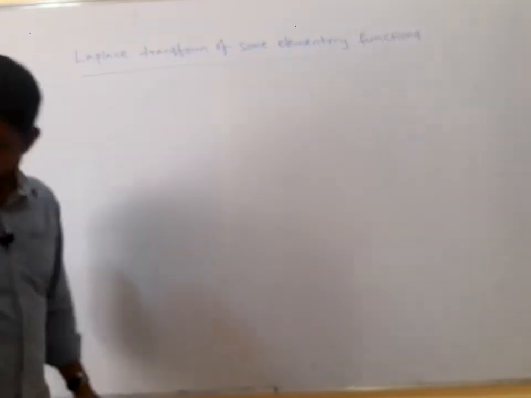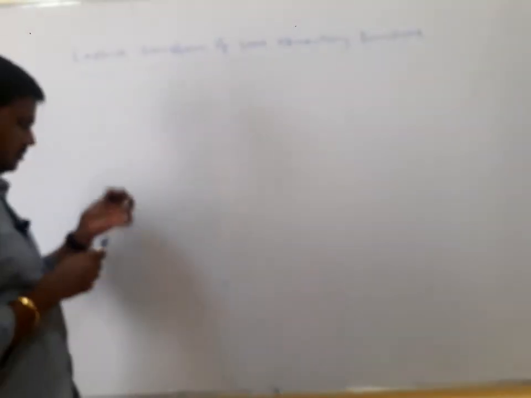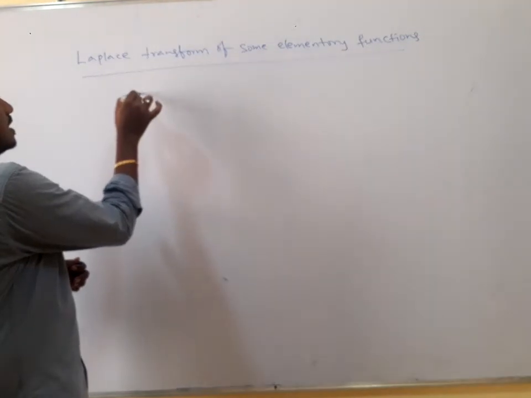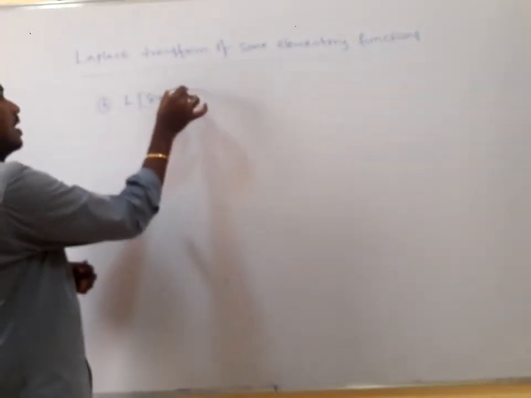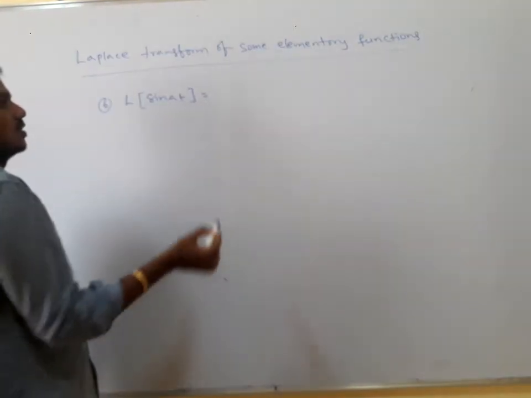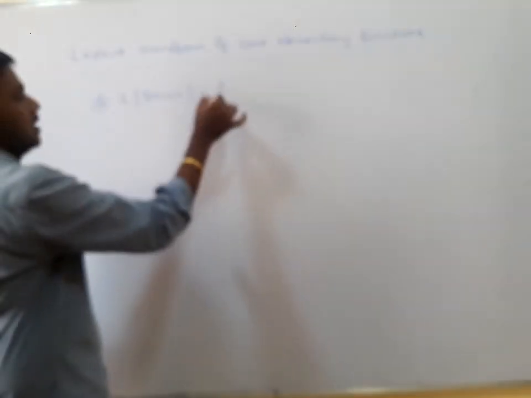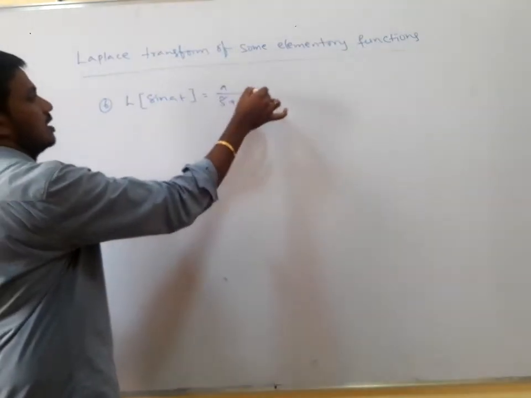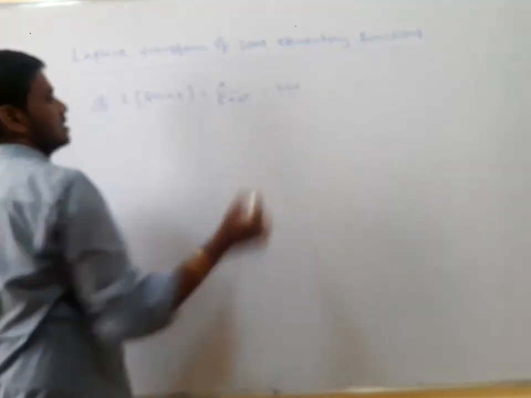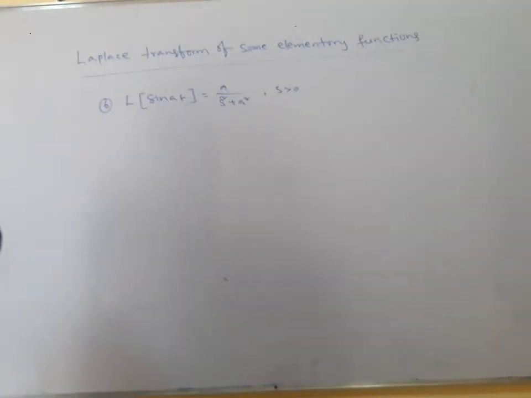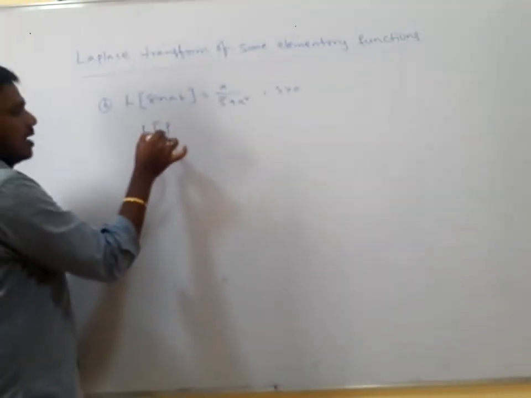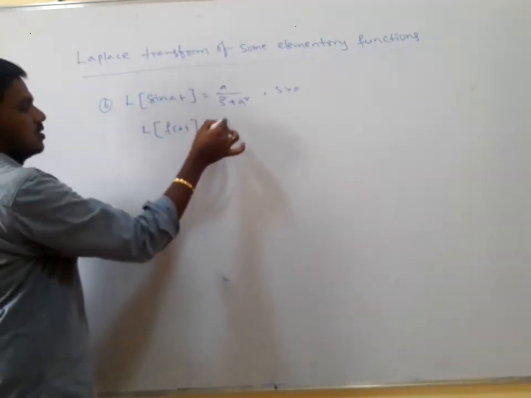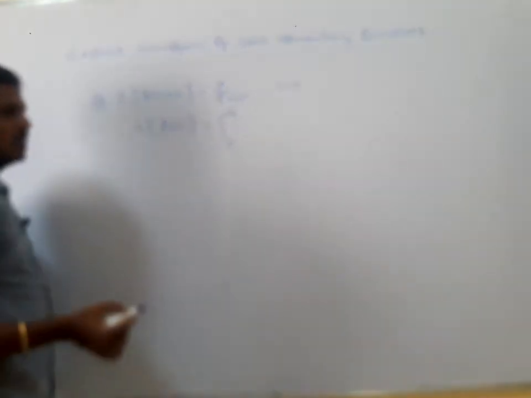Next, sixth one. Laplace transform of sin at is equal to a divided by s square plus a square. Here it is s greater than 0. Right. You go for the definition, no problem. Directly you go for the definition. Laplace transform of f of t is equal to, yes, these are the basic formulas.